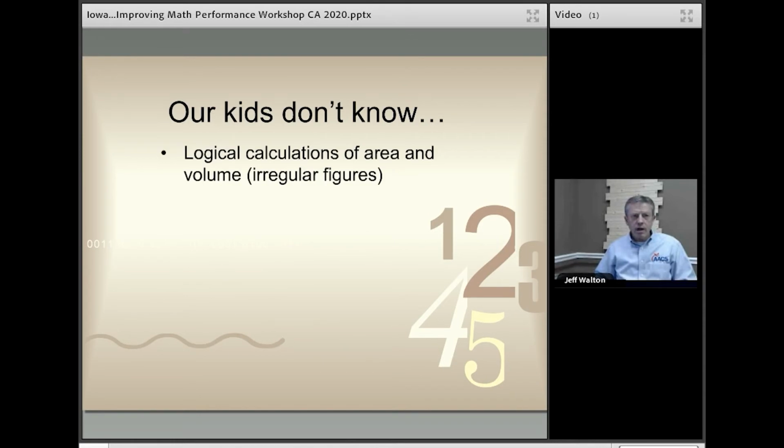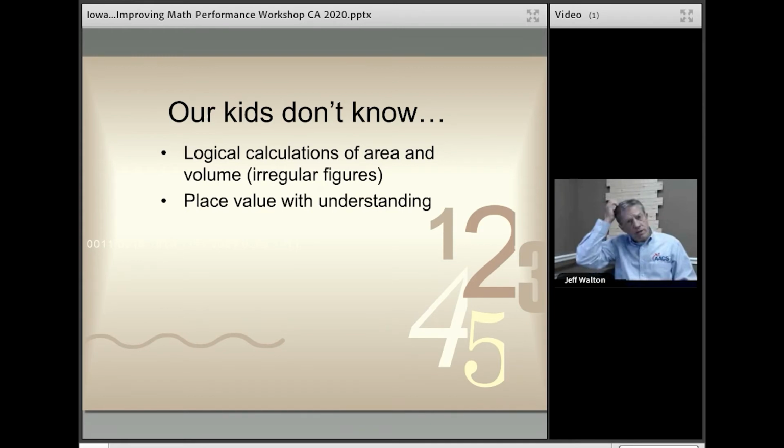Logical calculations of area and volume. We seem to be pretty good at applying formulas. So if the figure can be calculated with a common formula, we do pretty well. But if it's an irregular figure that can't be calculated simply with a formula, our students don't do very well in those problems.